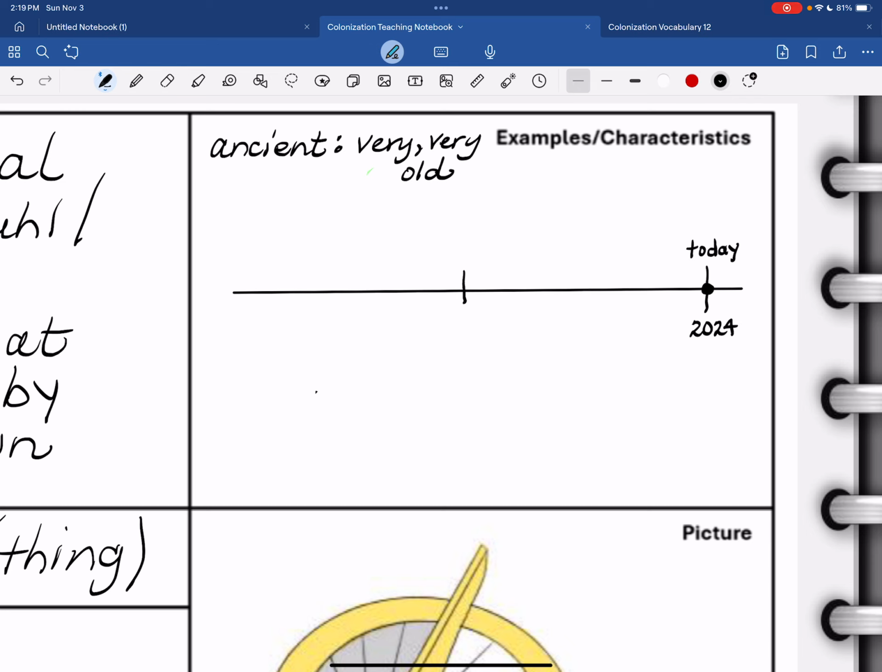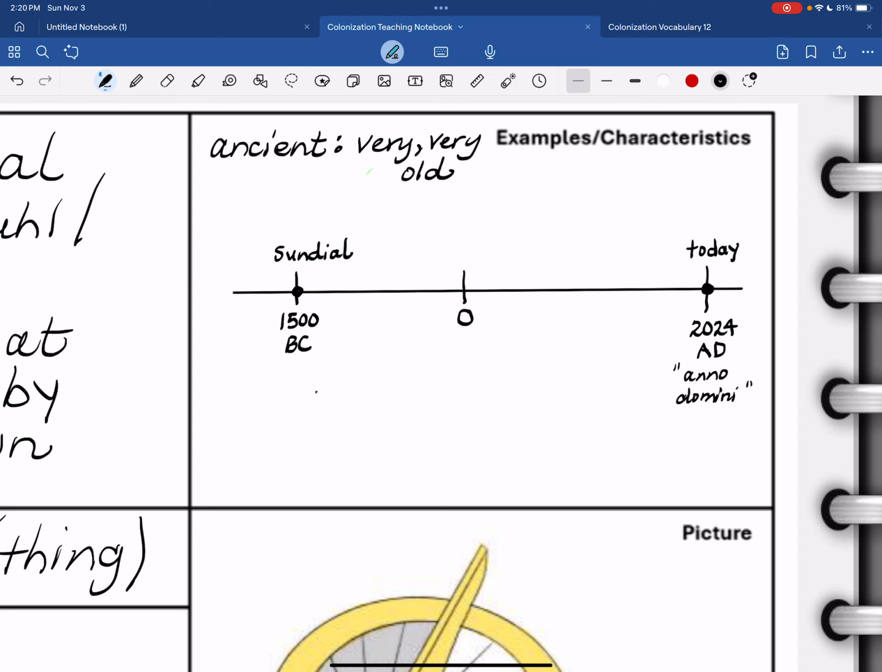I want to see the year 0 on my timeline. I am in 2024 AD, and that AD is Latin for Anno Domini, AD. The time before 0 is BC. So back here, I'm going to put in a 1500 because this is when the sundial was invented. 1500 BC, or we believe that it was. So the sundial is very, very old.